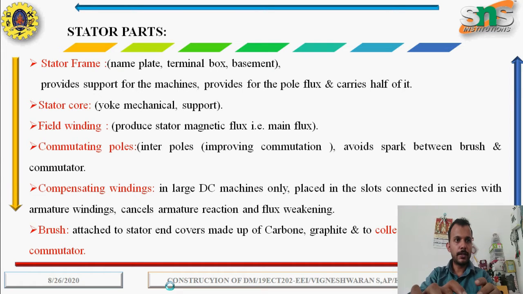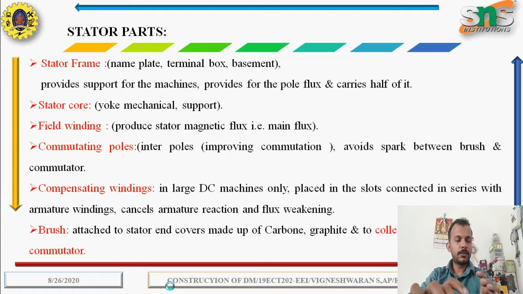Then compensation windings are used in large DC machines only. They are placed in slots and connected in series with the armature winding, and they cancel armature reaction and flux leakage. This is the main purpose of the compensation winding. Then brushes: brushes are attached to the stator to collect the current from the commutator.